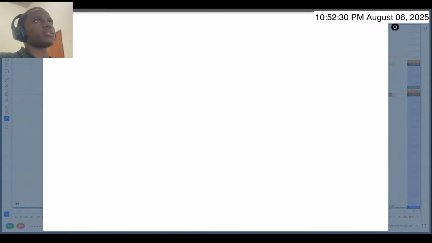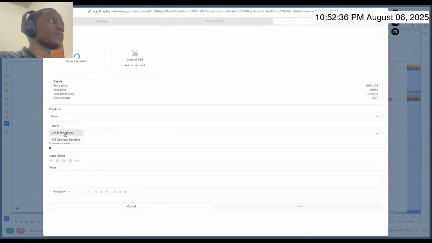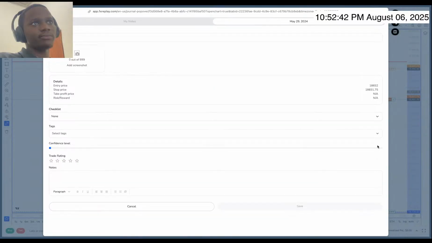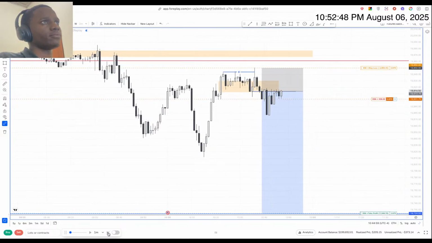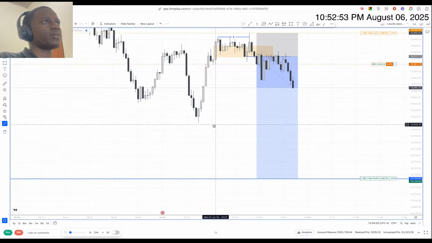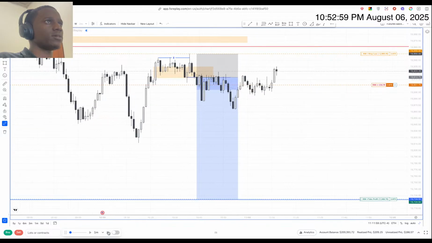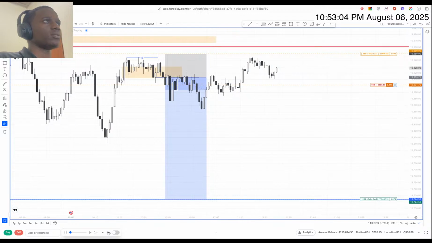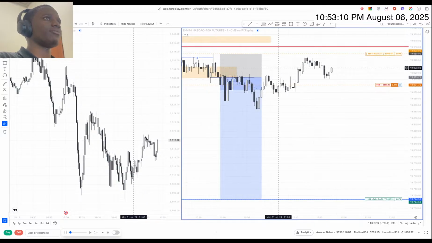Let's see. So here is this one I'm interested in, the sweep and the change in state. So here we take partials. So I don't know why we're turning back into this range when we had left it.